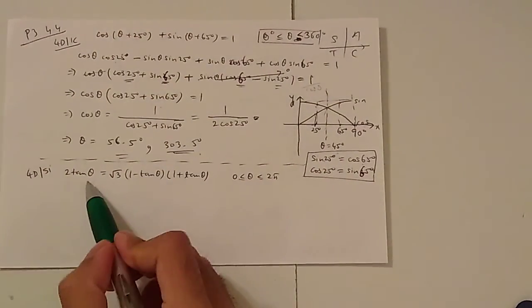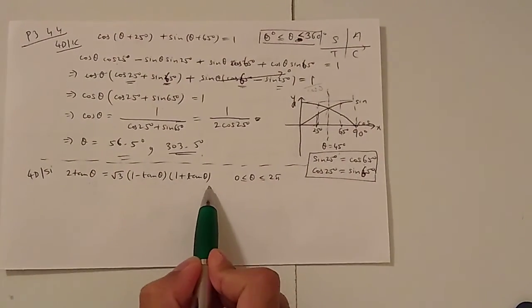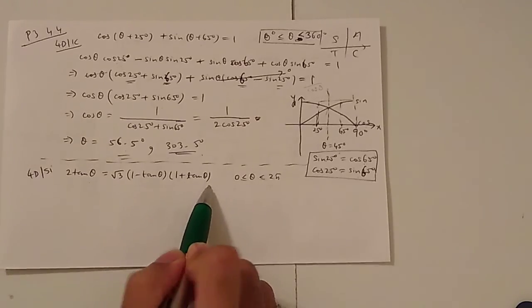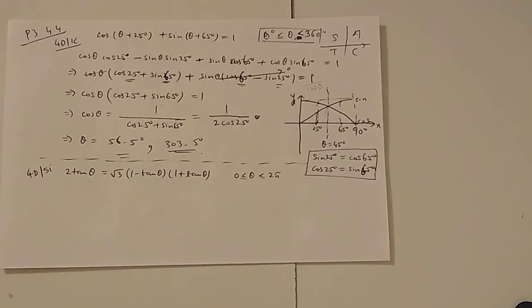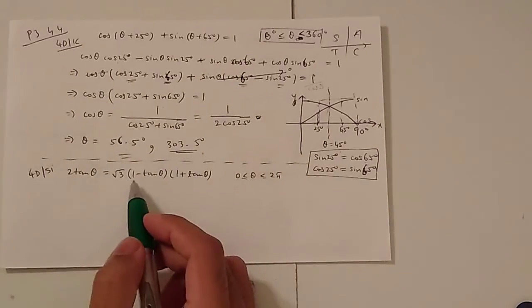We have tan theta only, and therefore this should be easy to solve out. If you look at first glance, you'll notice that there's only tan theta in this equation, and therefore it should be pretty easy to solve. So let's try to solve by multiplying out the terms over here.